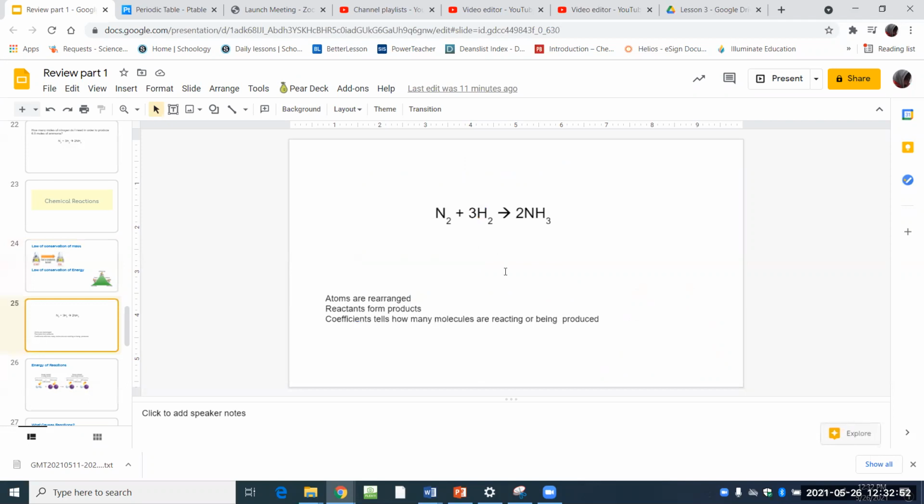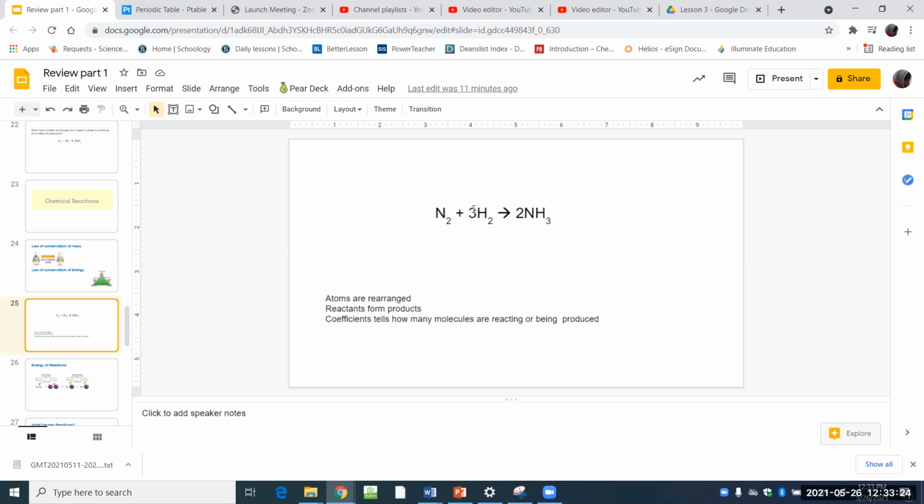So before we proceed, we need to talk about a couple things. One is a chemical reaction is just a rearrangement of atoms. So in here, nitrogen and hydrogen are colliding together and being arranged to form ammonia. This side of the equation is the reactant side. This side of the equation is the product side. And this arrow represents an irreversible reaction, going in one direction only.